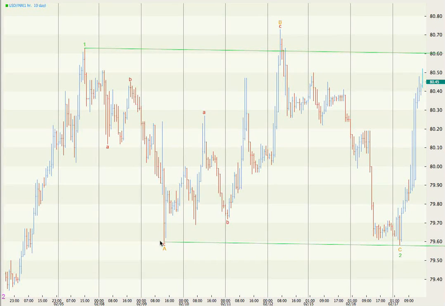I've joined the end of wave A with the end of wave C, created a parallel line and laid it from the beginning of wave A. Now, because this is an expanded flat with a 3, 3, 5, B has ended beyond the start of A. Usually that means that C ends further down and is quite a lot longer. In this case, that isn't the case.